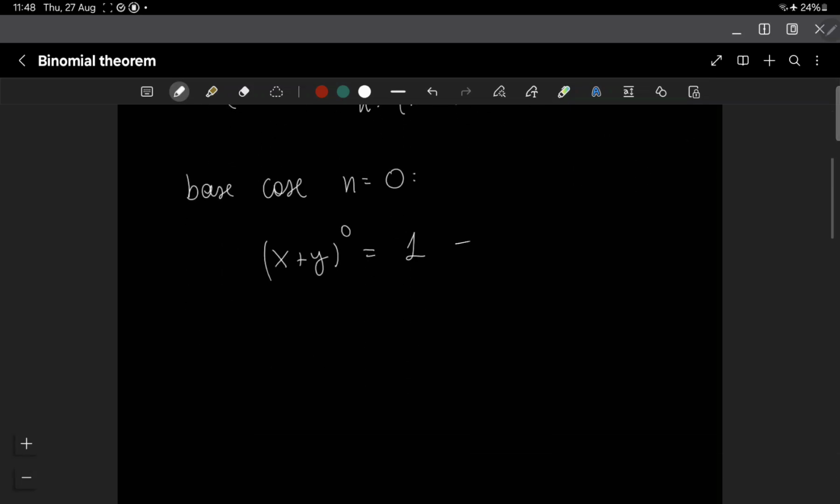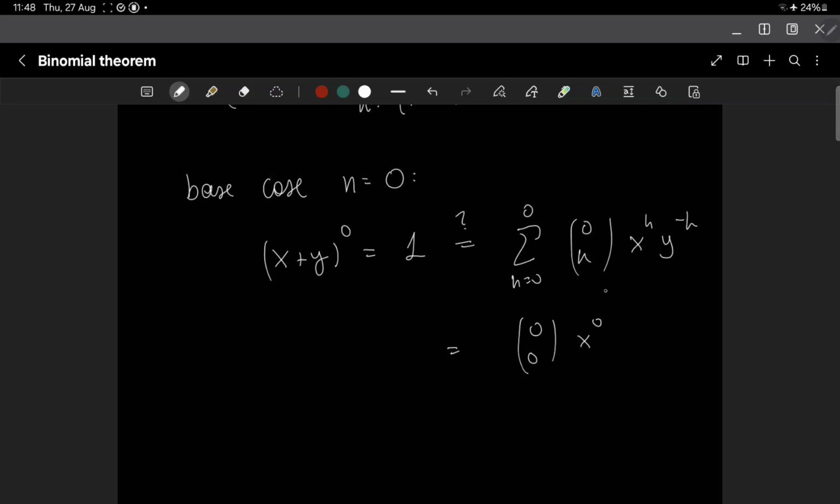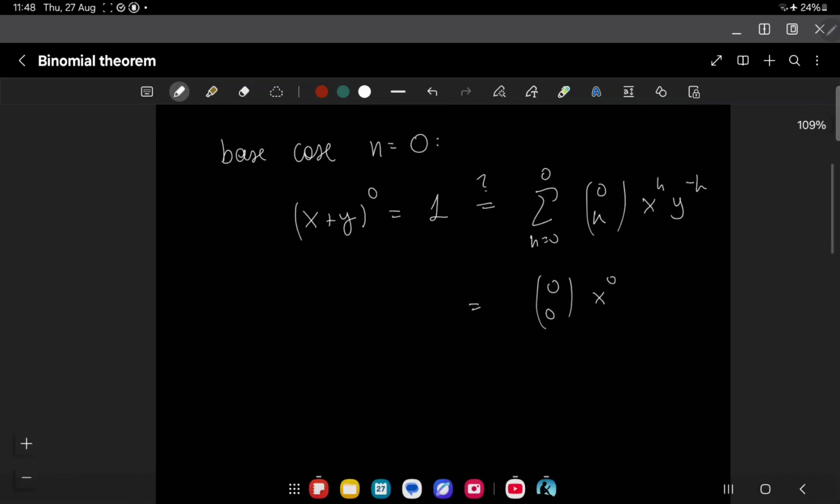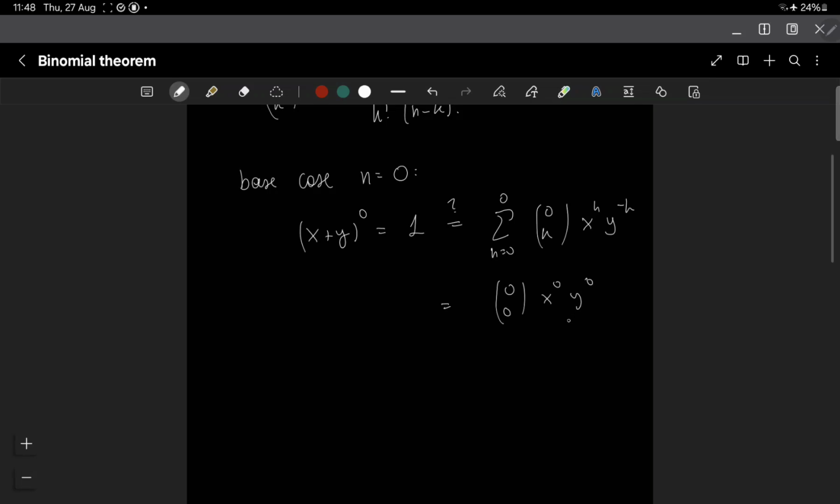So we wonder, is this the same as the sum as k goes from 0 to n, which in this case is 0, of n choose k, well, n is 0 here, 0 choose k, x to the k, y to the n minus k, and that's just minus k because n is equal to 0. We only have one term in this sum, so this is equal to 0 choose 0 times x to the power 0, because we substitute k equals 0, and y to the power 0. These both are equal to 1.